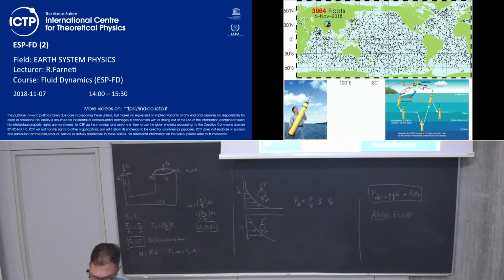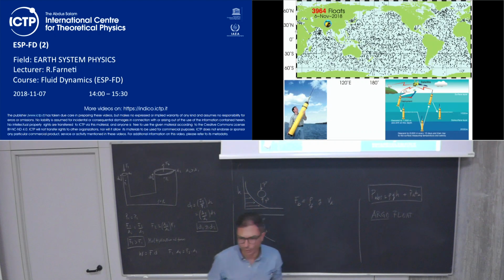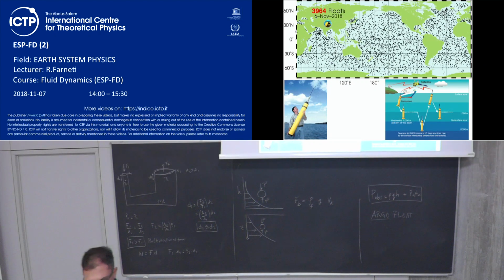So the buoyancy force that the Argo float is experiencing is balancing the weight of the Argo float. And you do that by changing the density of the liquid inside of the float. So you program the float because you want to measure temperature, salinity, oxygen, whatever, velocities at 2,500 meters. So you program the float to go down to 2,500 meters, and then it will find its buoyancy level.